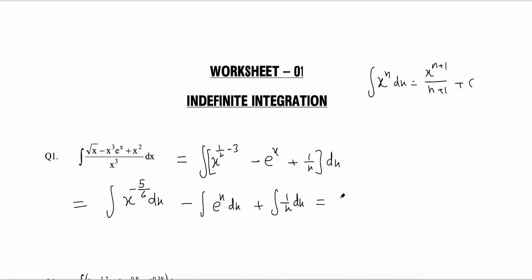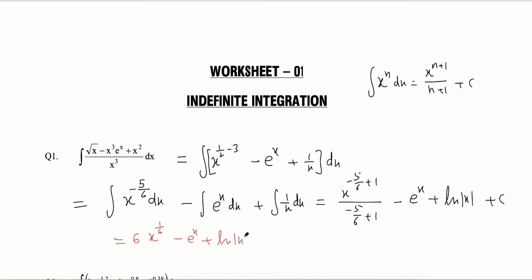So this will be x power minus 5 by 6 plus 1 divided by minus 5 by 6 plus 1, and minus e power x, all of you know integration of e power x is e power x itself, plus 1 by x integration is ln mod x. Don't forget this mod, it's very important, plus c. So this will be the final answer, which I can write as 6 into x raised power 1 by 6, if you take LCM, minus e power x plus ln mod x plus c.